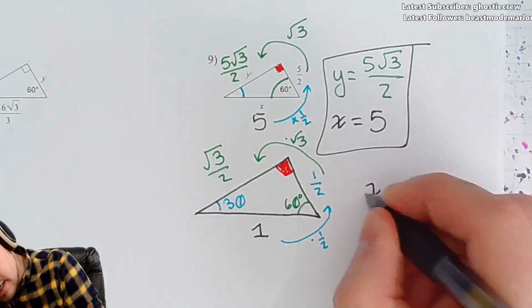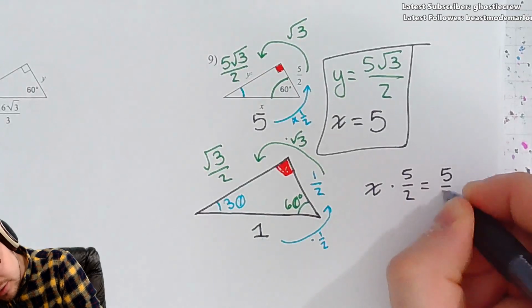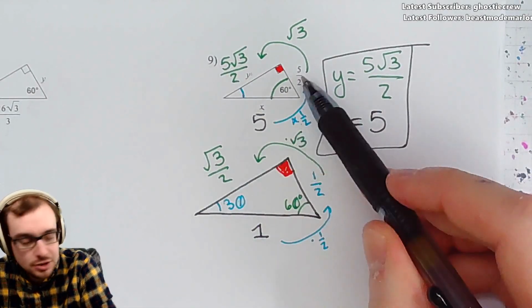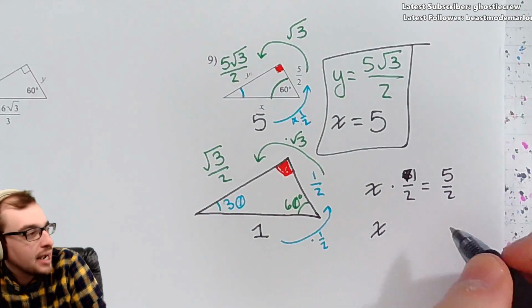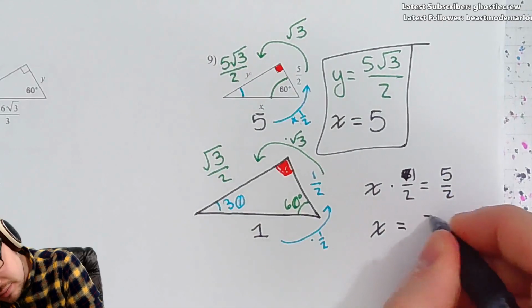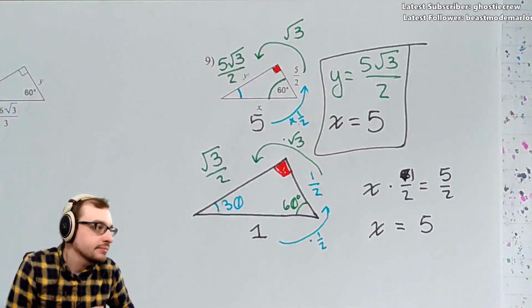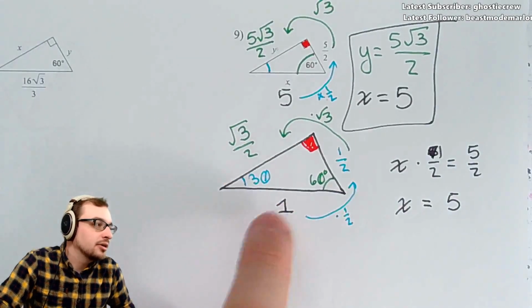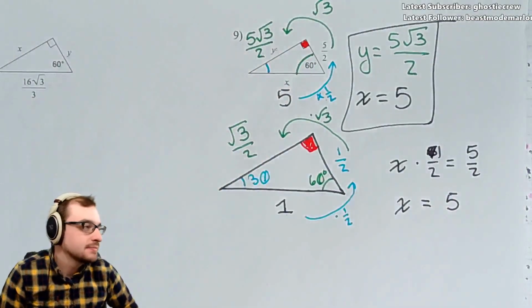If you don't know that, you can say something times a half equals 5 halves. And then we do math: divide by a half, which is the same thing as multiplying by 2, and we get 5. You can do Pythag after you get that 5 and solve for this guy, or you can use your triangle here and know that, oh look, 5 times bigger, 5 times bigger, 5 times bigger. Multiply by 5.